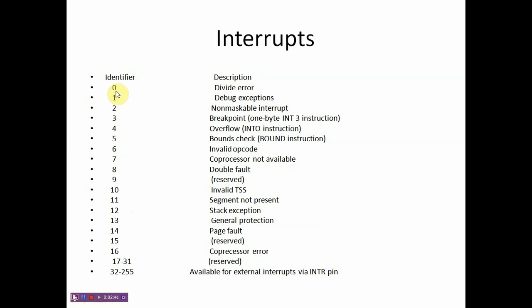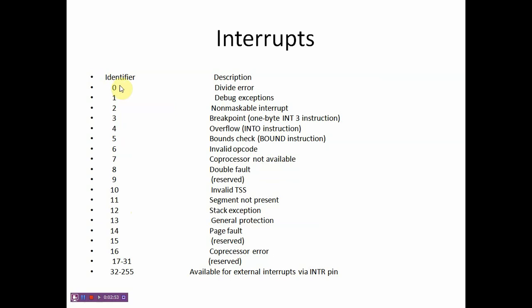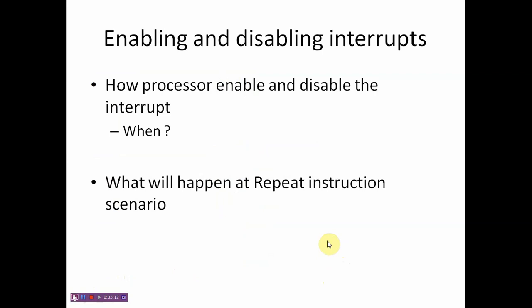For example, for identifier 0 a divide error interrupt occurs. This means when interrupt 0 occurs, it must be identified as a divide by 0 error. And for software interrupts, it uses numbers 32 to 255 for identifying the software interrupts, with the help of the INTR pin. Then next is enabling and disabling interrupts.